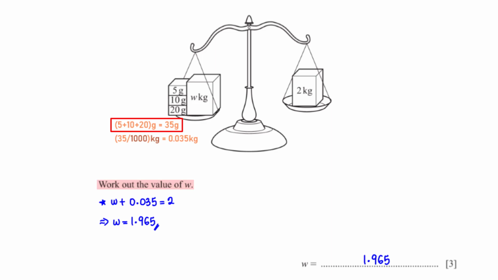To convert 35 grams to kilograms, we divide by 1000, giving us 0.035 kilograms. So we have W plus 0.035 kilograms equals 2 kilograms. When we subtract 0.035 from both sides, we get W equals 1.965 kilograms.